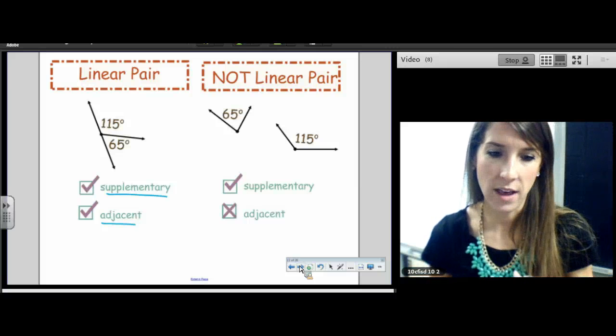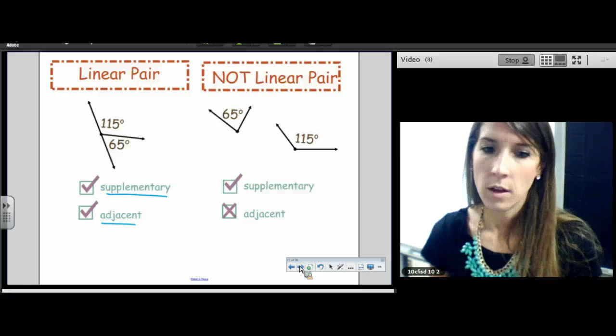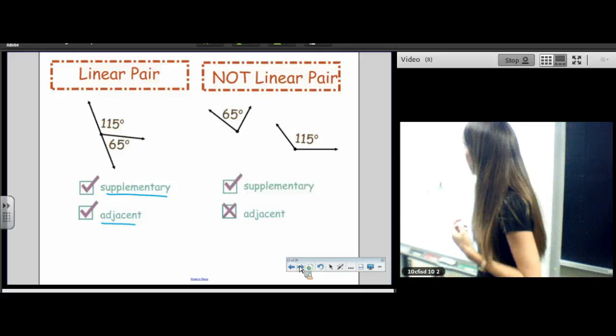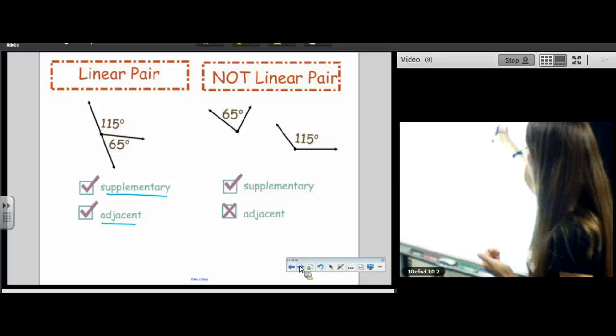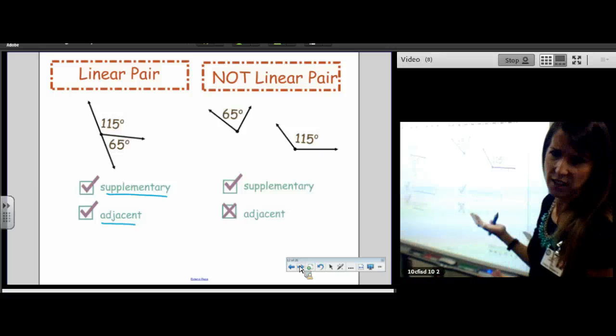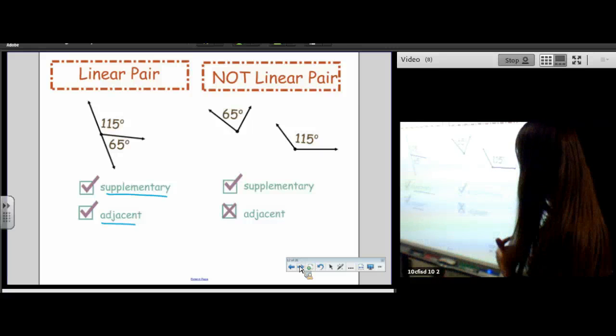That might be on a quiz. This one, supplementary and adjacent, the linear pair, and the other one, supplementary but not adjacent, not next to. Those aren't next to each other.